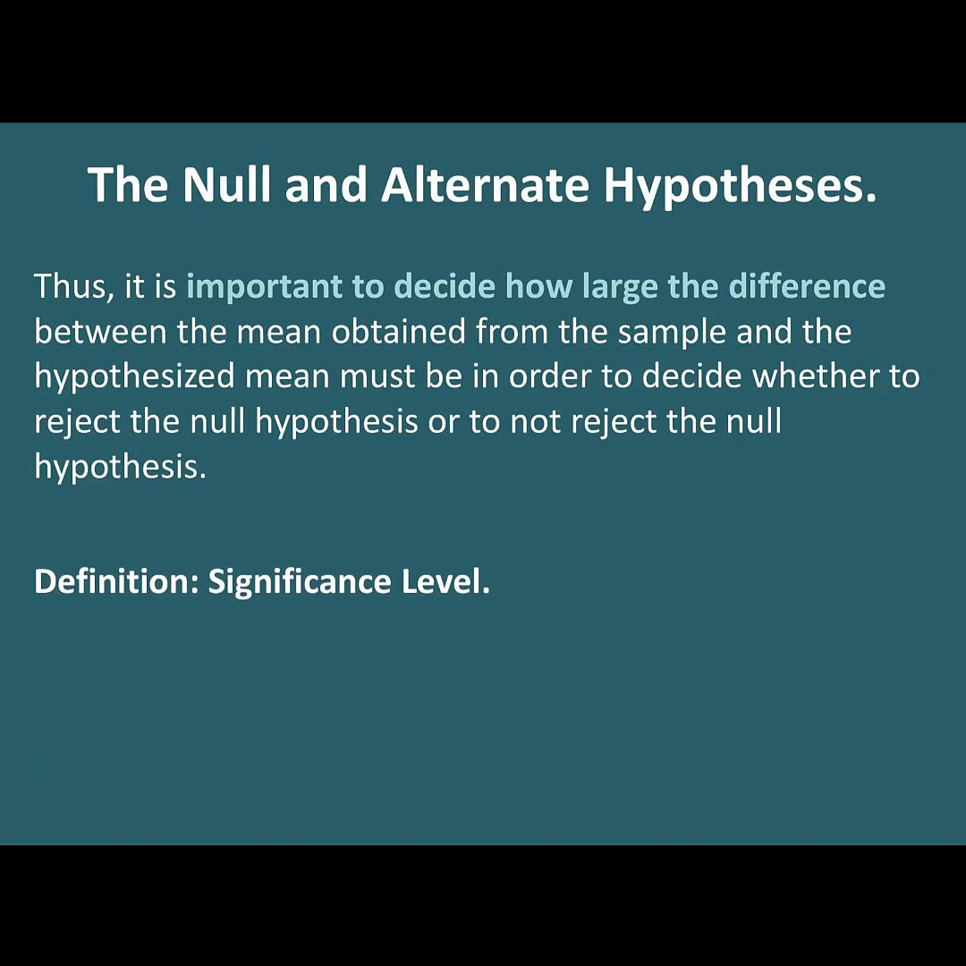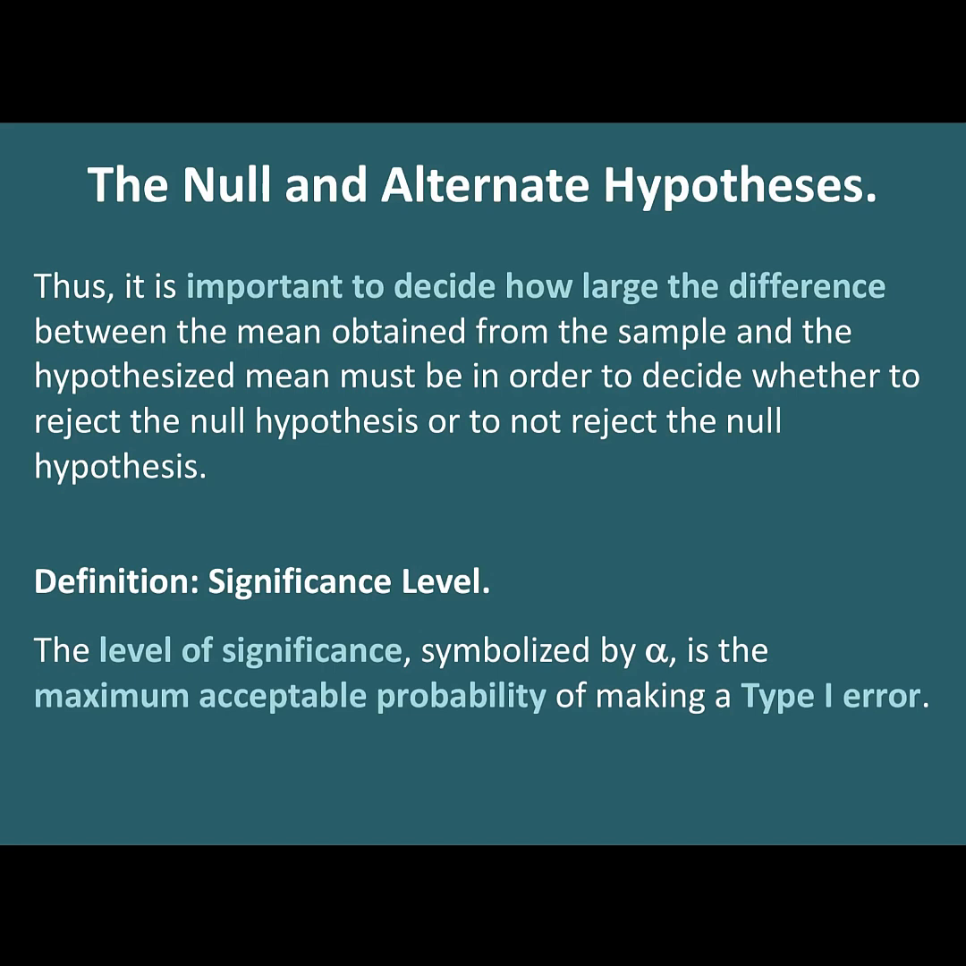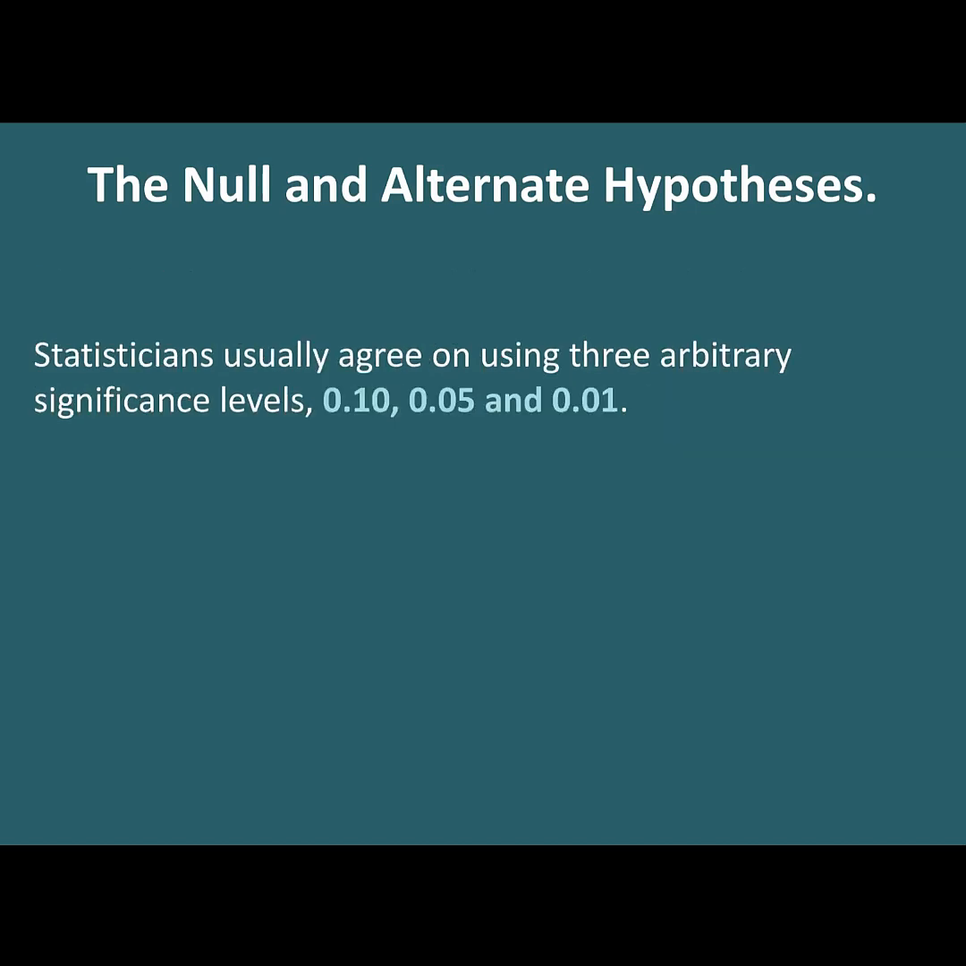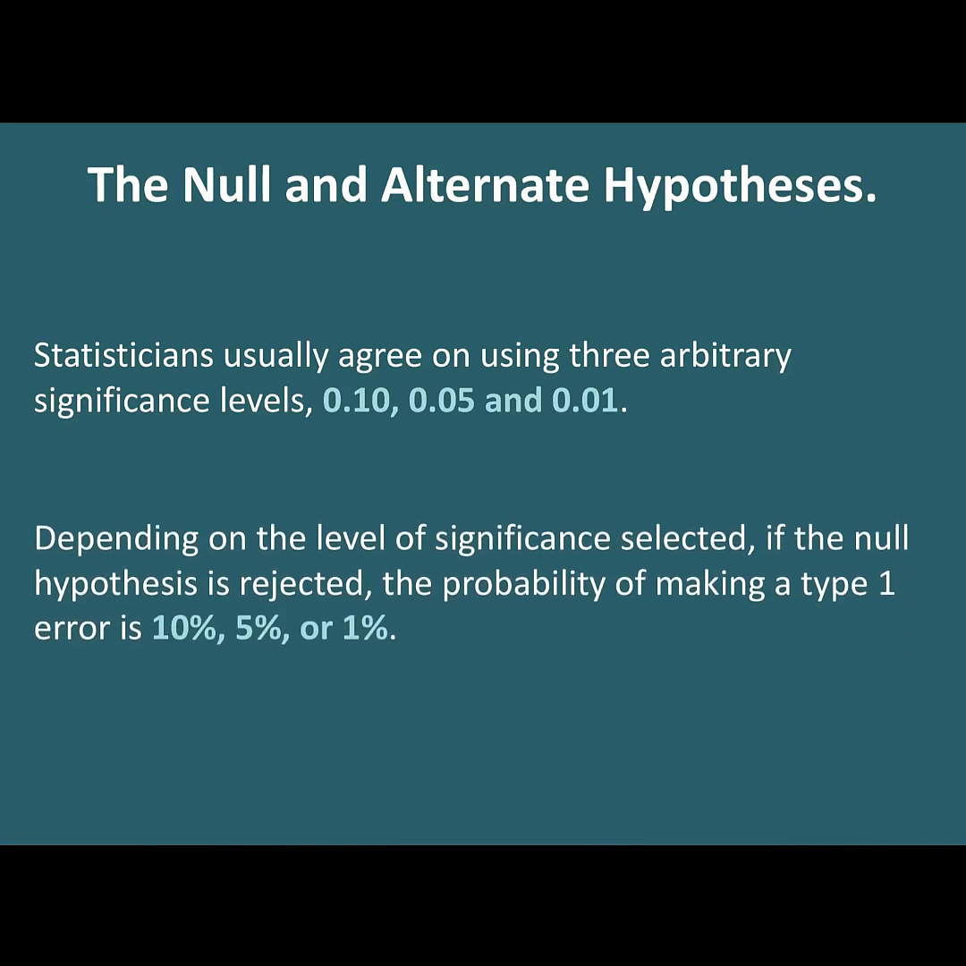That leads us to the next definition, known as significance level. The level of significance, symbolized by the Greek letter alpha, is the maximum acceptable probability of making a type 1 error. That is to say, the probability of making a type 1 error will equal alpha. Statisticians usually agree on using 3 arbitrary significance levels, that is 0.10, 0.05, and 0.01. Depending on the level of significance selected, if the null hypothesis is rejected, the probability of making a type 1 error is 10%, 5%, or 1%.